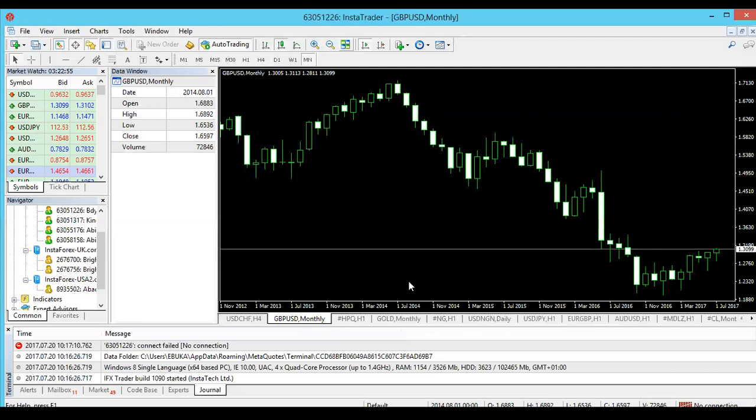For example, let me use British pound USD, and it's a monthly chart. Sorry, how do I put it on a daily chart? It's here. If you want to change the time frame, look at this point. You see 1 minute, 5 minutes, 15 minutes, 30 minutes, 1 hour. Are you using a laptop or a phone? I'm using a laptop. I believe you are understanding very fast.